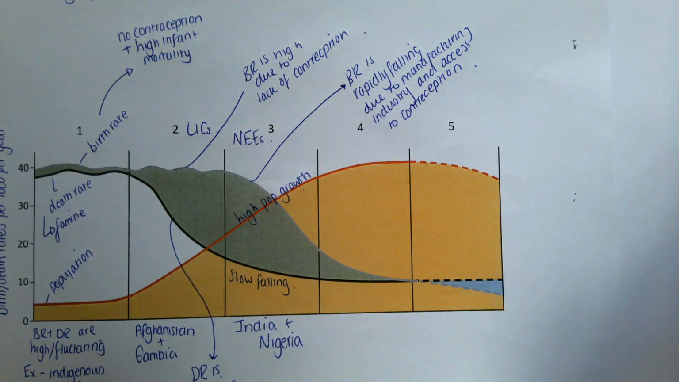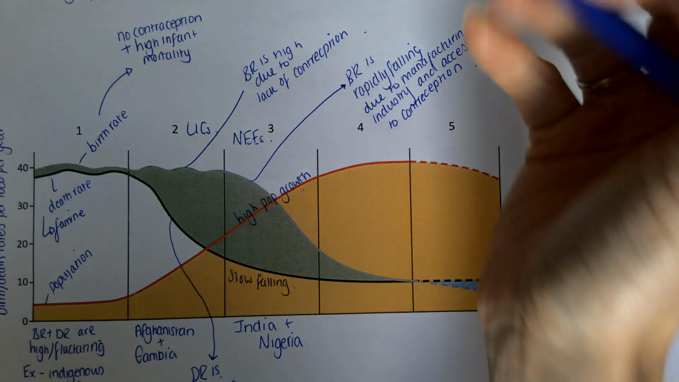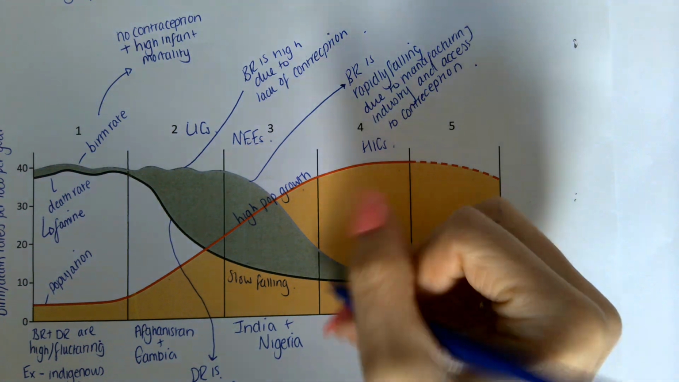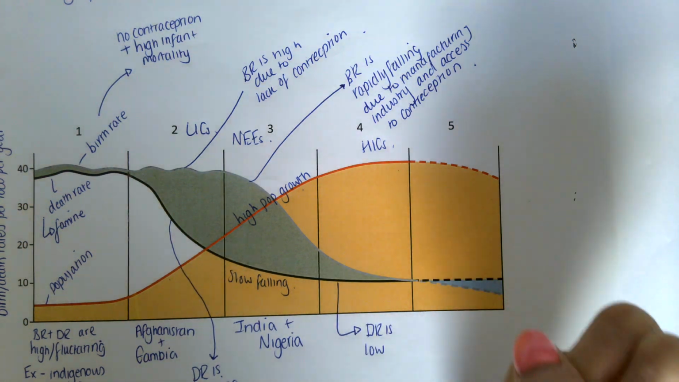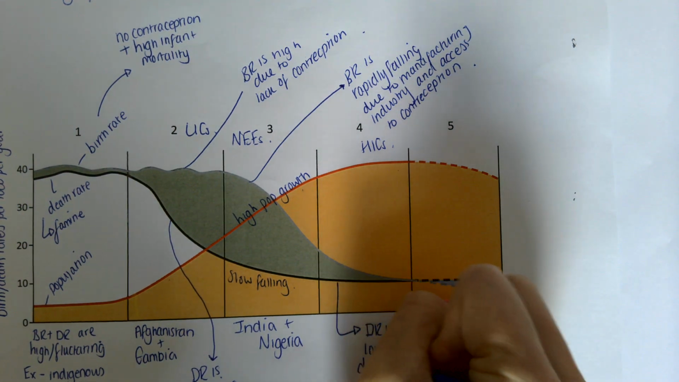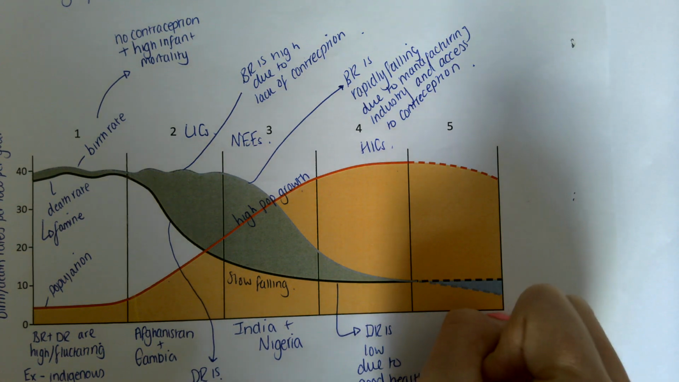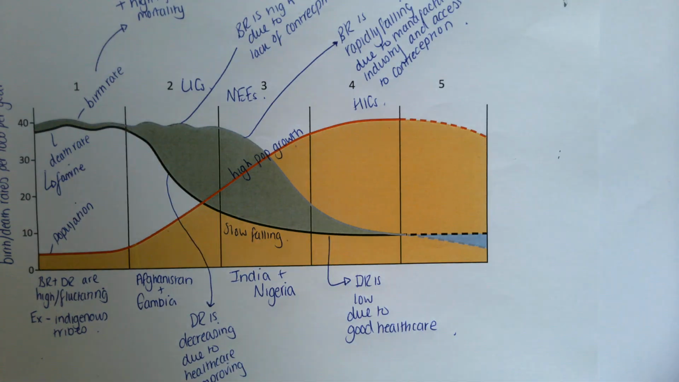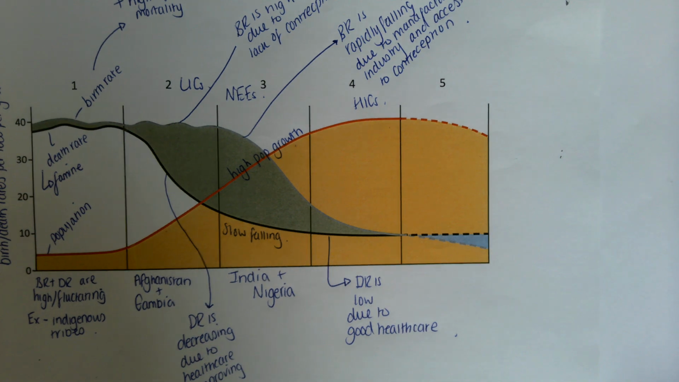Okay, you will notice now here, we are into stage 4, which is your HICs. Your death rate is low due to good healthcare. More people have access to it. But your standard of living is also high.